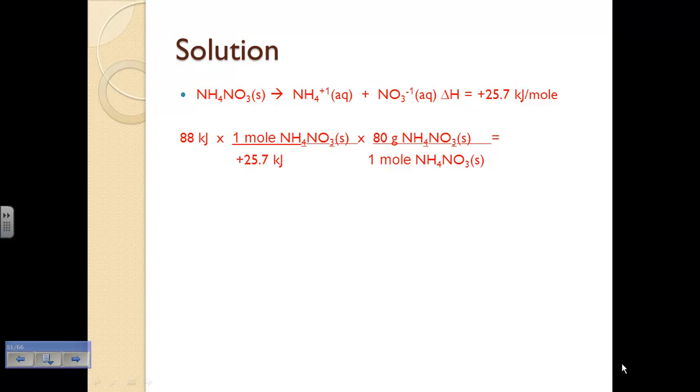Every step has a number, unit, label where appropriate. You got it. Grab your calculator. I don't have the answers recorded. You have to hit them to record your key sequence of 88, divide by 25.7, and multiply by 80, and record your answer as grams of ammonium nitrate.